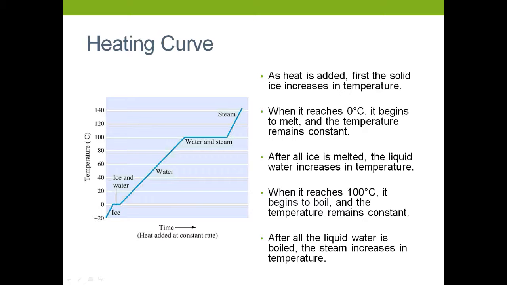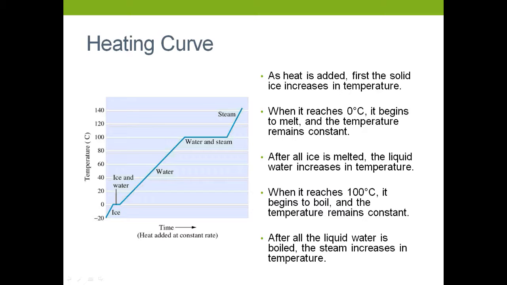This is something you might not have noticed, but if you have water with ice in it that is melting, it stays at the same temperature until all of the ice is melted. Then, after all the ice is melted, the liquid water increases in temperature. It goes all the way from 0 to 100 degrees Celsius as we add heat. When it reaches 100 degrees Celsius, it begins to boil, and the temperature remains constant again.